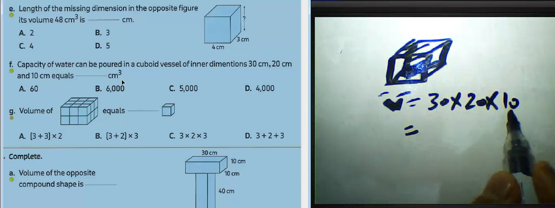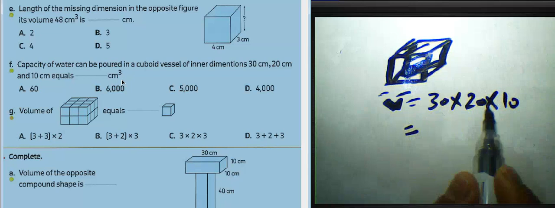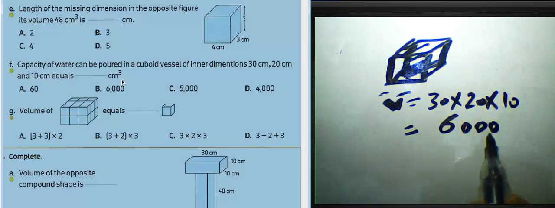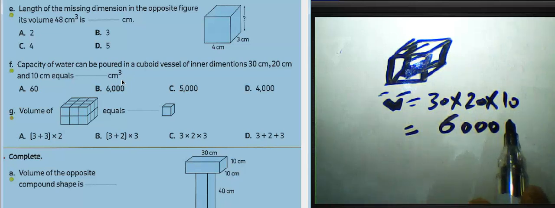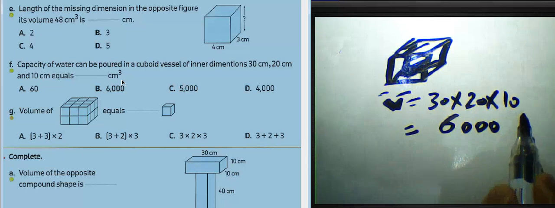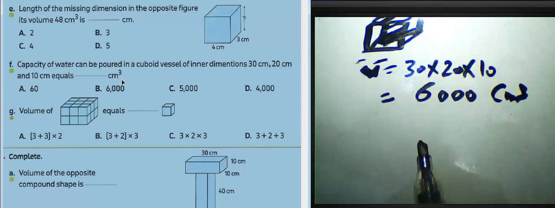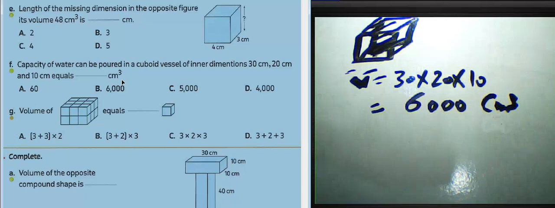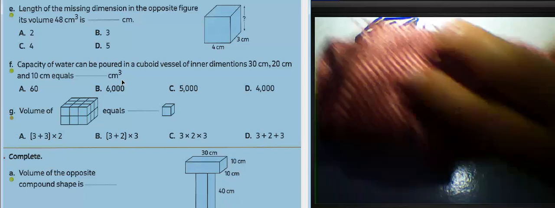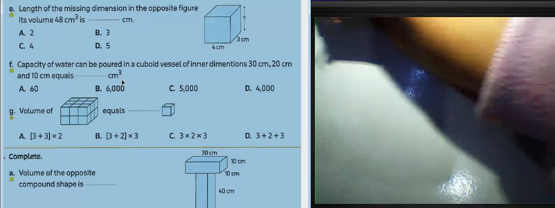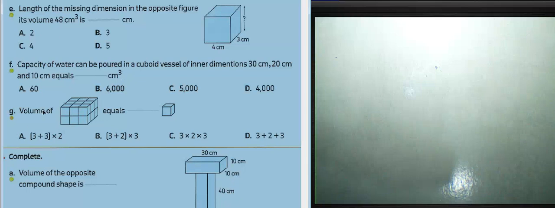30 times 20 times 10. 3 times 2 equals 6. 6 times 20 equals 6, and we have 3 zeros here. The result will be 6,000. You must choose letter B, 6,000 cubic centimeters, for question letter F. And what about question letter G? The volume here, look at here.